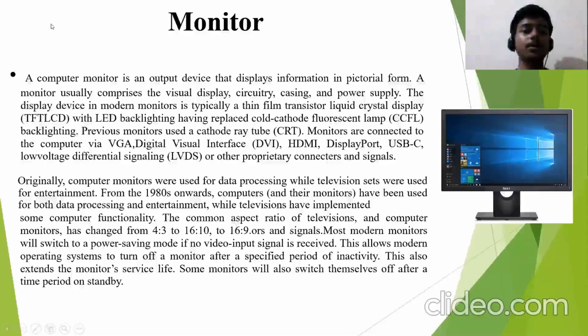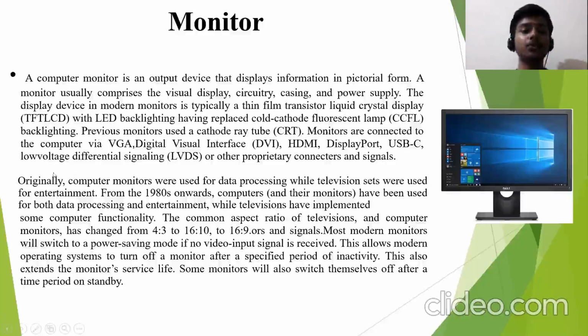Now, monitors. A computer monitor is an output device that displays information in pictorial form. A monitor usually comprises the visual display, circuitry, casing, and power supply. The display device in modern monitors is typically a thin film transistor liquid crystal display with LED backlighting, having replaced cold cathode fluorescent lamp backlighting. Previous monitors used cathode ray tube.